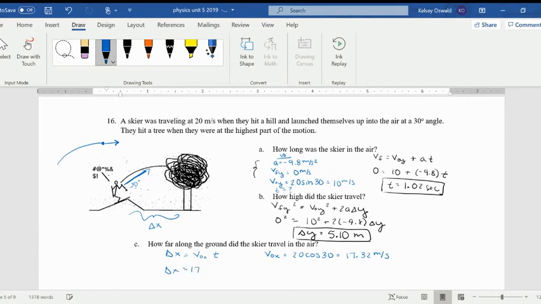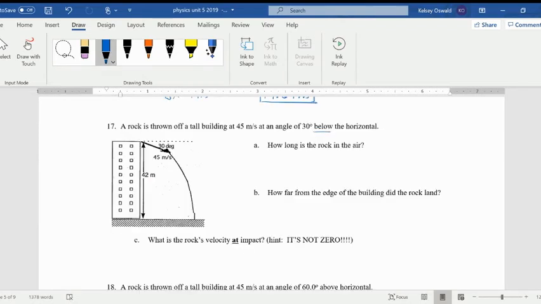We'll take that 17.32 times the time that we saw from part A, and we'll find that he travels 17.67 meters horizontally.